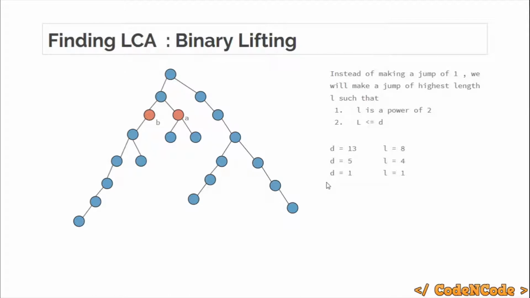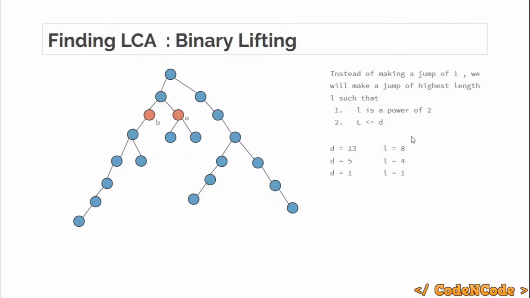If you observe closely, this is actually the binary representation of 13. The binary representation of 13 is 2 raised to power 3 plus 2 raised to power 2 plus 2 raised to power 0.